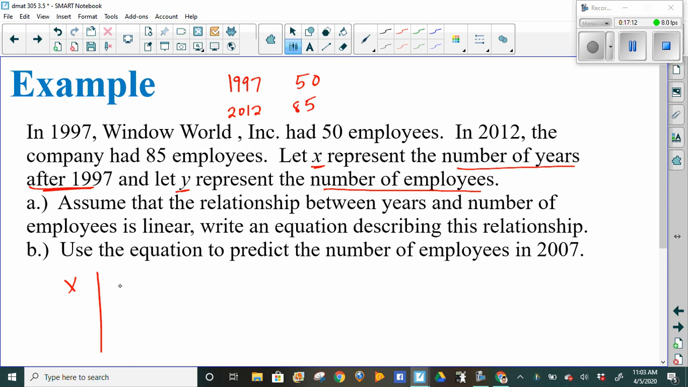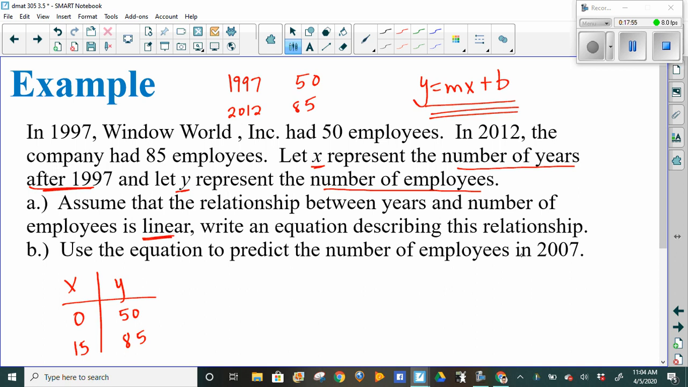So if you were to create a table, so 50 employees and 85 employees, we know we got that, right? So if X is representing the number of years after 1997, well, if in 1997 we had 50, then there's 0 years because that's where we're starting. And now how many years is 2012 from 1997? So that's like 15 years. So 15 years later, they got 35 more employees, okay? So we're going to assume the relationship between the years and the number of employees is linear, meaning y equals mx plus b. So when you see linear, that's what they're referring to.